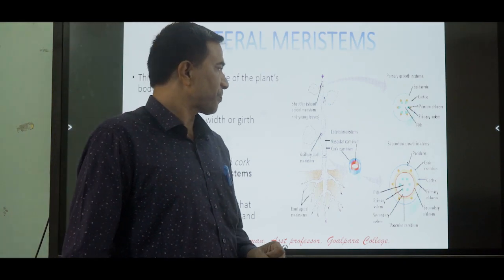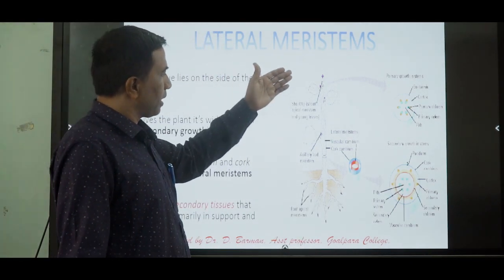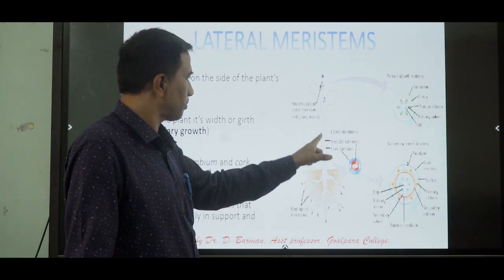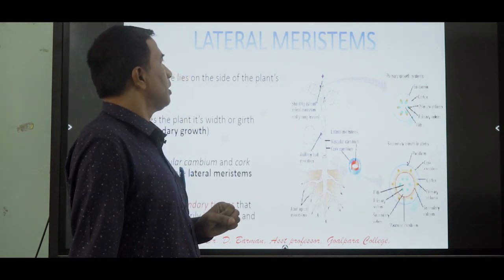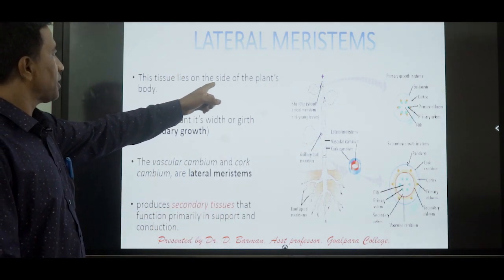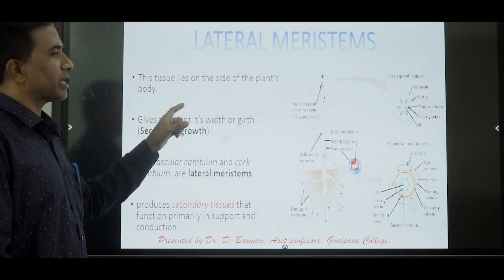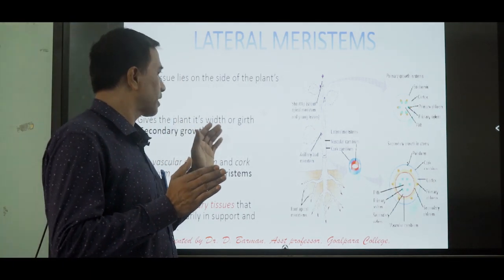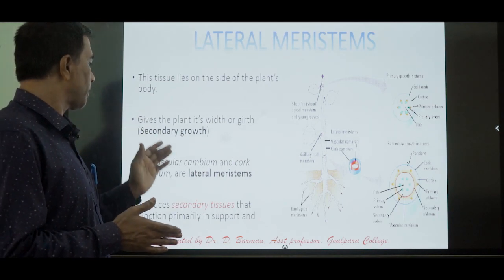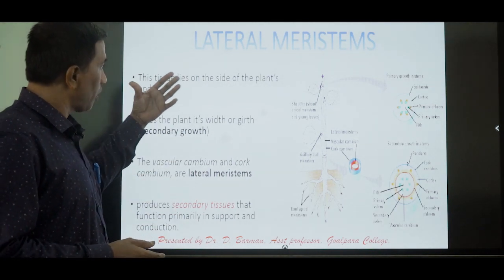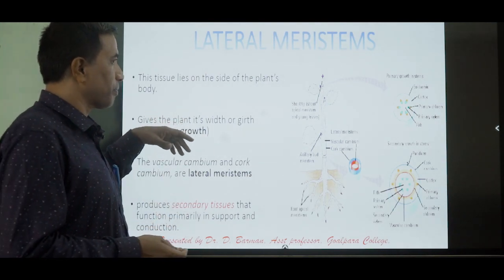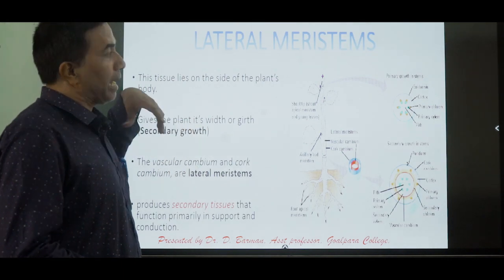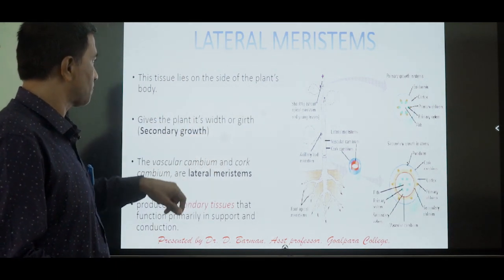Next is the lateral meristem. Lateral meristem is present parallel to the circumference of the stem. You see this red mark, it is parallel to the circumference of the stem, and it is responsible for secondary growth. It adds to the plant's body in thickness. Secondary growth means growth in thickness. This type of meristem is present in dicot plants and absent in monocots. The primary meristem forms primary tissue, and this lateral meristem forms the secondary tissue.